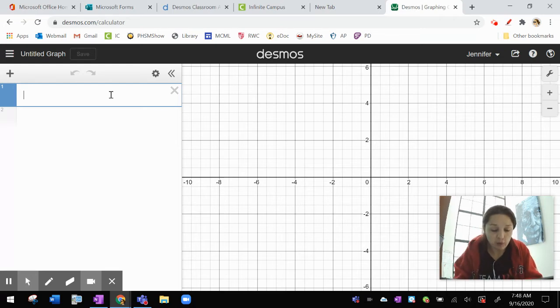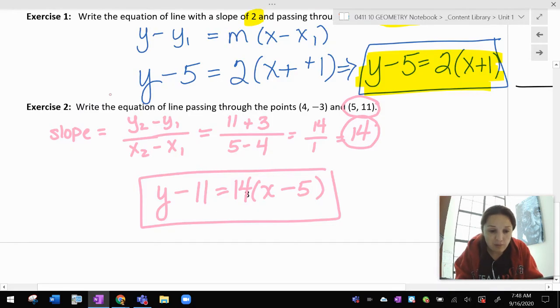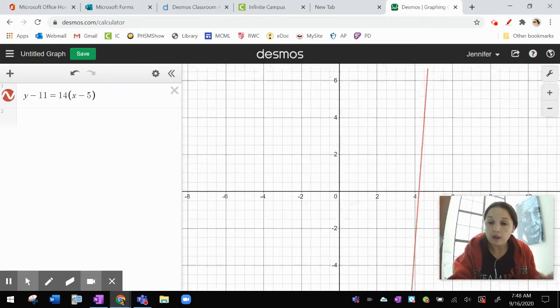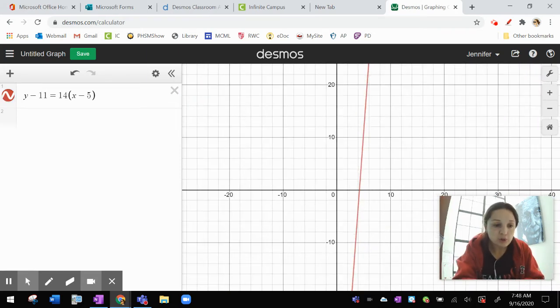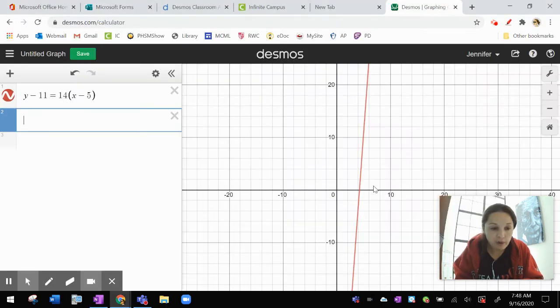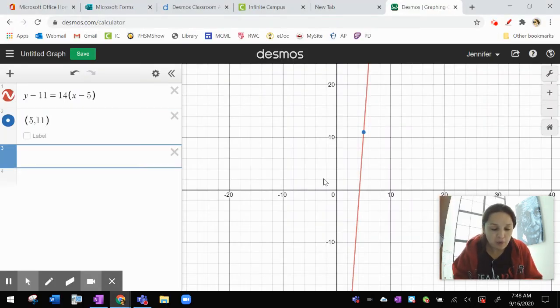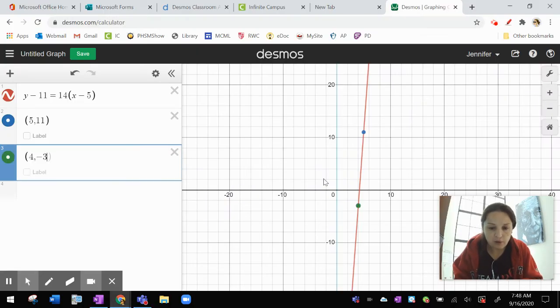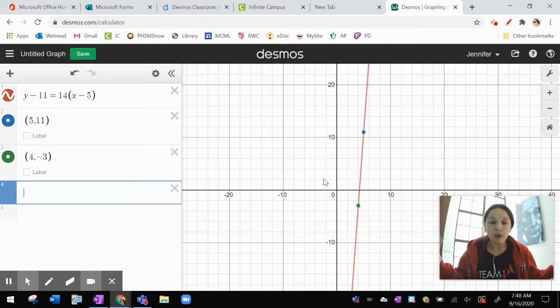So I'm going to go to Desmos, and the equation we had was y minus 11 equals 14 times x minus 5. And here's my line, and I'm just going to make sure that that does include our point, which was 5, 11. Oh, look, perfect, there it is. And we had another point too. Let's make sure it passes through that one. 4, -3. It passes through that one too.